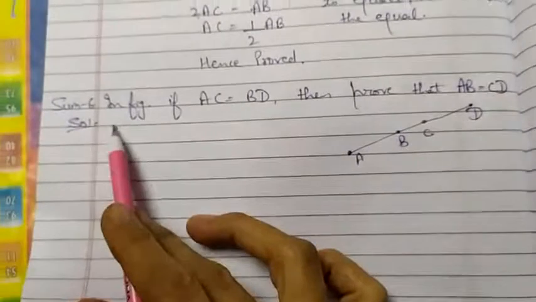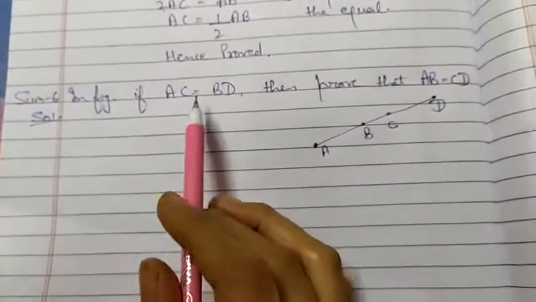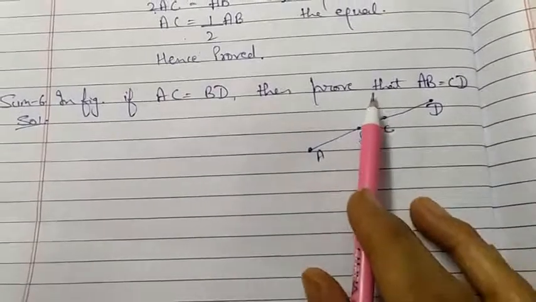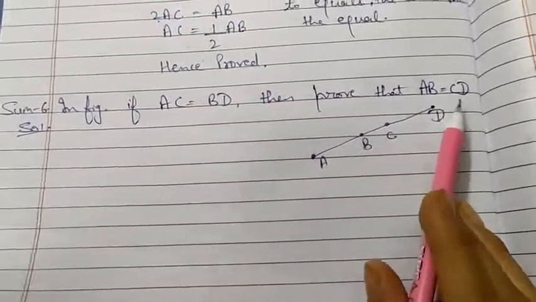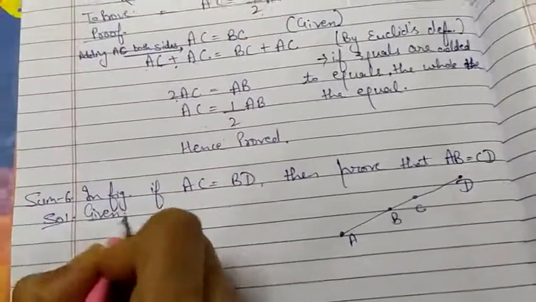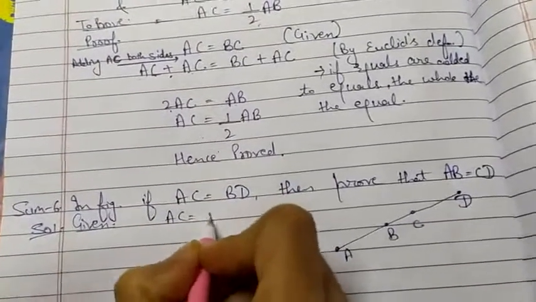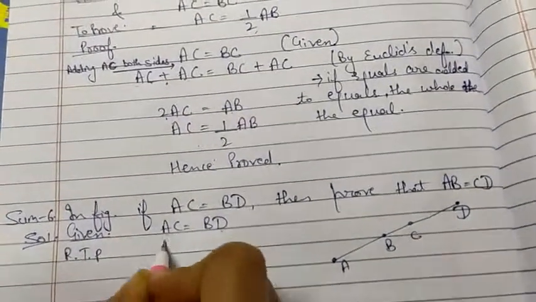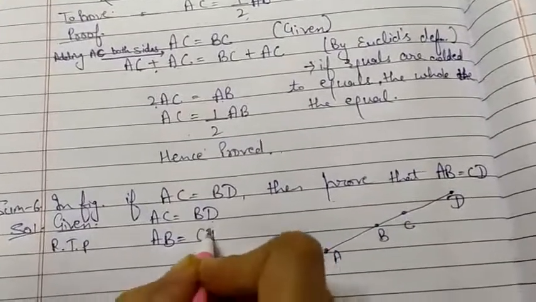Now see sum number 6. In the figure, if AC is equal to BD, then we have to prove AB is equal to CD. So firstly you have to write the given part. Given is AC is equal to BD. Required to prove AB is equal to CD.